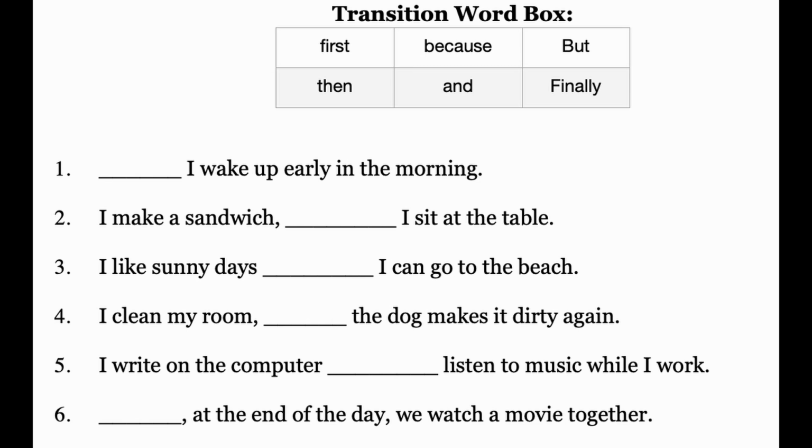Number 4 says, I clean my room, blank, the dog makes it dirty again. If you wrote but on the line, you are correct. Number 5 says, I write on the computer, blank, listen to music while I work. If you wrote and on the line, you are correct. Number 6 says, blank, at the end of the day, we watch a movie together. If you put finally on the line, you are correct.